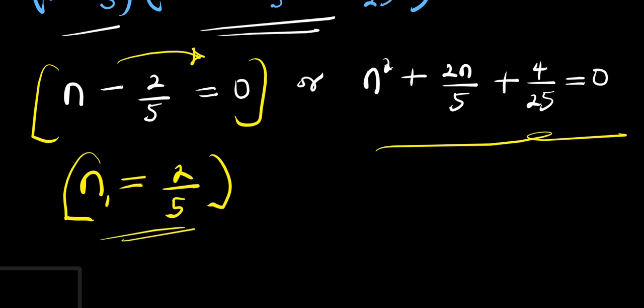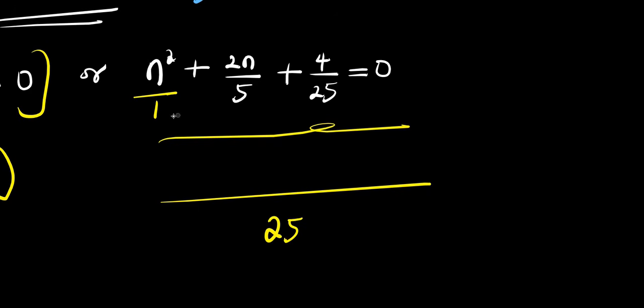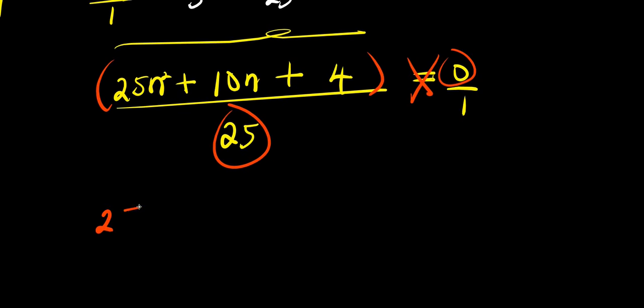So let's solve this other one here for the other values of n. Before we do that, we find the common LCM, which is 25. 25 divided by 1, 25 times n squared. This is 25n squared plus 25 divided by 5 times 2n, 10n, plus 25 divided by 25, 1 times 4, I have 4, and this equals 0, and this 0 is over 1. I cross multiply, 25 will multiply 0, that is 0. The whole of this will multiply 1, and we have it again. This is 25n squared plus 10n plus 4 equals 0.